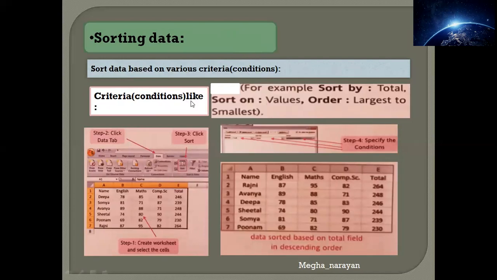If you have certain conditions such as sort by total, sort on particular values, or largest to smallest, such conditions can be fulfilled using these steps. First one, again the same step, worksheet made and then selected. Same thing, click on the data tab and then again you will get this sort. After this, the only thing to be added is the condition. Whatever condition you want to give, state it over here, and then the particular condition will be submitted, changed, and the values will be sorted.